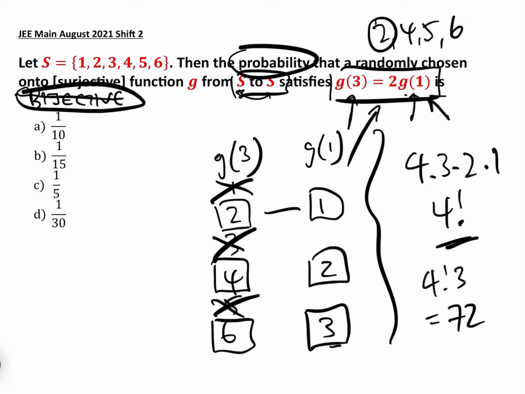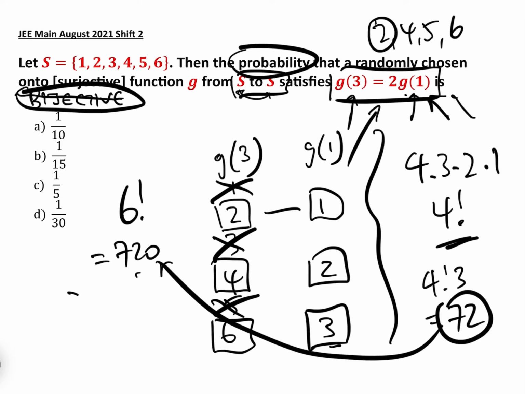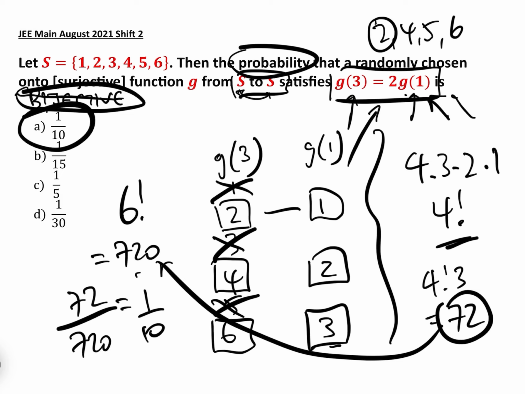And now to work out the probability, we need to see the total number of surjective or bijective functions from S to S. Well, we've already worked out the total number of bijective functions of a set of size 6 is 6 factorial, which equals 720. And therefore, the probability that it satisfies this constraint is 72 over 720, which equals 1/10, which is answer A.